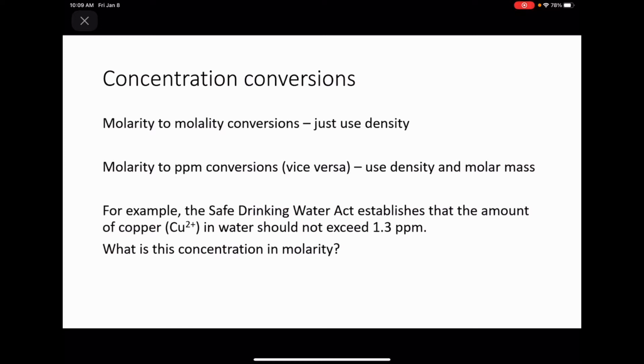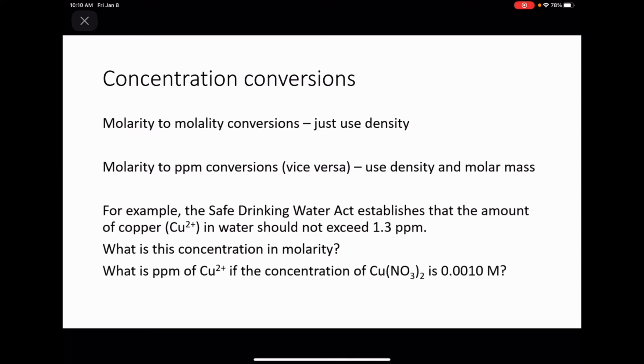So let's take an example where the Safe Drinking Water Act by the EPA establishes that the amount of copper in water that you drink, out of the water fountains and so forth, should not exceed 1.3 parts per million. Let's determine what that concentration is in molarity. And the second part of this, I'm going to go ahead and do them both, is what would the parts per million of copper be if the concentration of copper nitrate is 0.001, or 1 times 10 to the minus 3 molar.